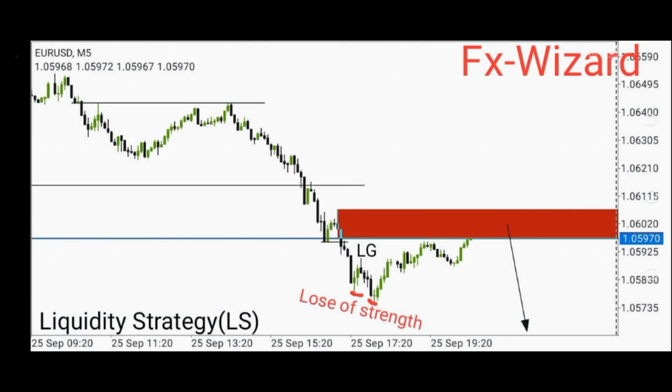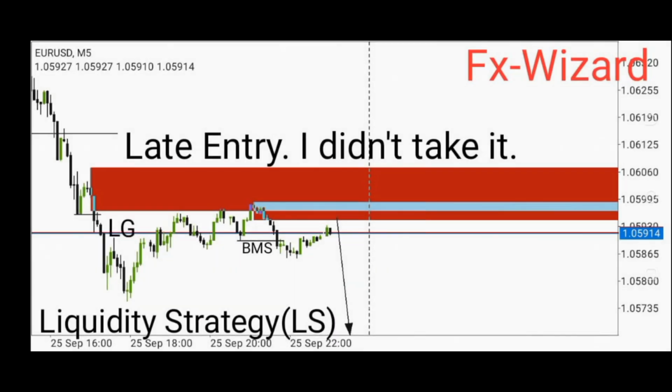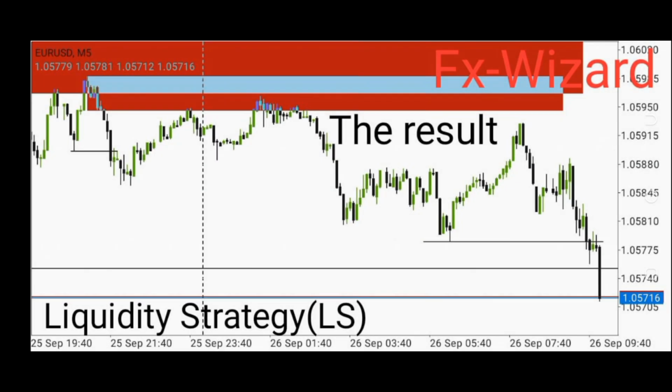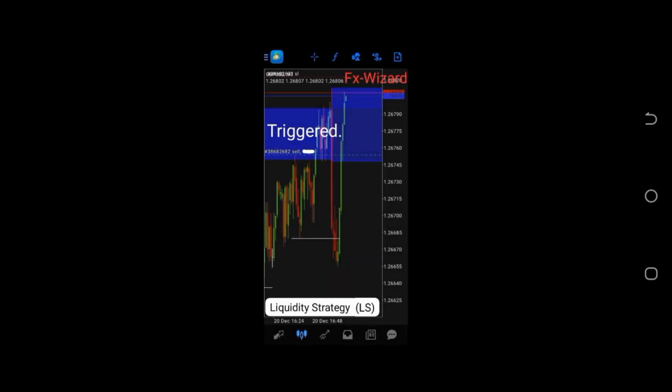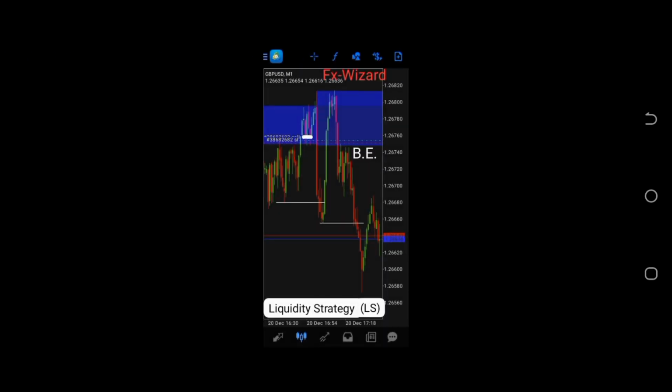So as you can see here, we have loss of strength. Then we have the change of structure, a micro time frame change of structure, and this is the Asian session. I couldn't take it because I don't usually take trades on the Asian session. So here we have another loss of strength recovery. Mind you, it's not a BMS, it's just a loss of strength. Then the market triggered, and we are moving.